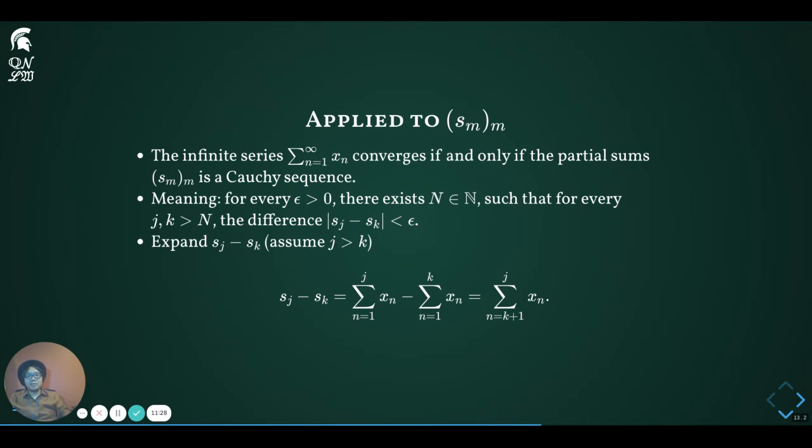We can expand this difference, assuming j is bigger than k, otherwise we switch the order, using the definition of partial sums. S sub j is the sum of the first j elements of the sequence x, S sub k is the sum of the first k elements, so S sub j take away S sub k is the sum of the elements of the sequence x starting from the term k plus first to the jth.